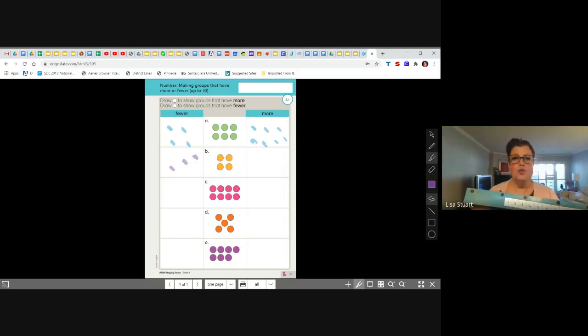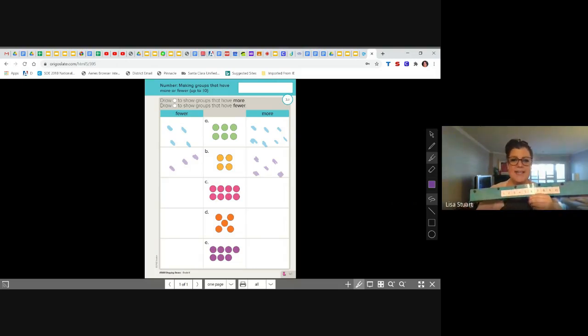Now I want to do more. I want to draw more than 4. If I'm looking at a number line, I'm going to see what comes after 4 in a number line. It's 5 or anything after. So I'm going to do 5. 1, 2, 3, 4, 5 is one more than 4.